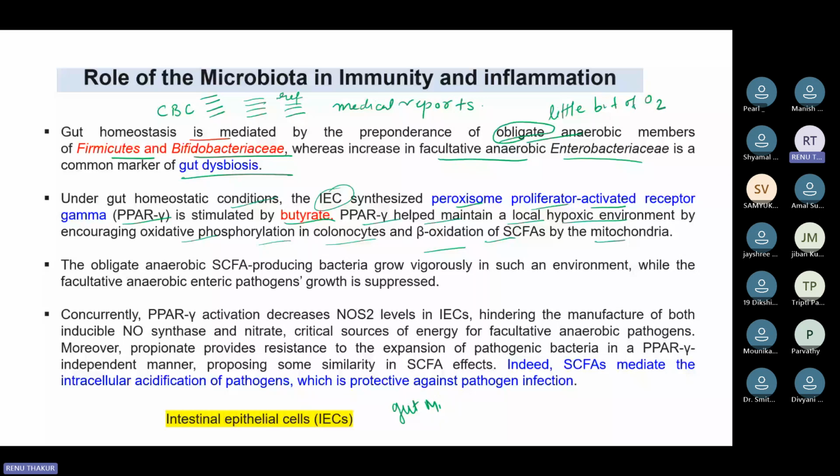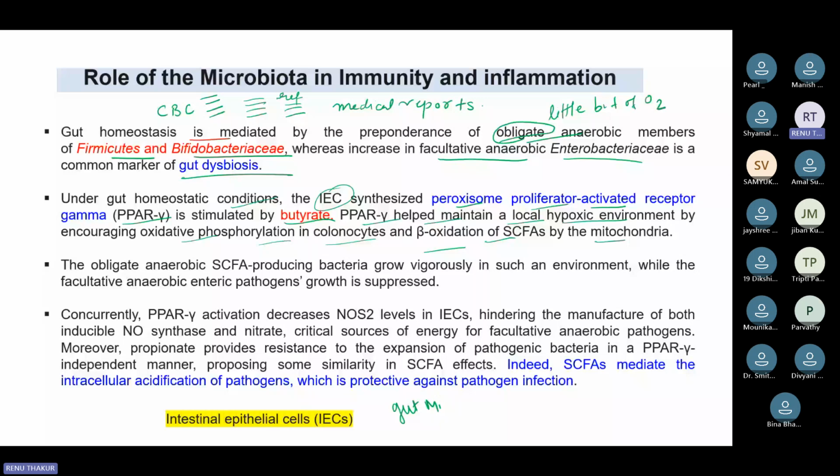Now these obligate anaerobes will not grow even if a little oxygen is present. They do not require oxygen at all. So SCFA-producing bacteria grow vigorously in such an environment, while the growth of facultative anaerobic enteric pathogens is suppressed. Now, if there is an obligate anaerobic condition, the bacteria will grow.